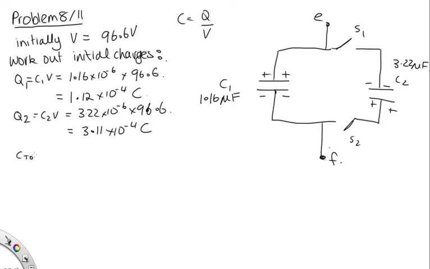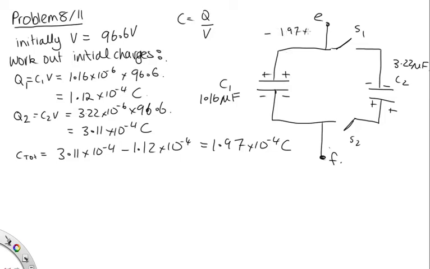So Q total will be 3.11 times 10 to the minus 4 minus 1.12 times 10 to the minus 4, and so that will be 1.97 times 10 to the minus 4 coulombs. So after these switches have closed, we'll have a negative charge up here of 1.97 times 10 to the minus 4 coulombs and a positive charge on these two plates of 1.97 times 10 to the minus 4 coulombs. So this is the combined charge. This will be split between these two plates, and this will be split somehow between these two plates.